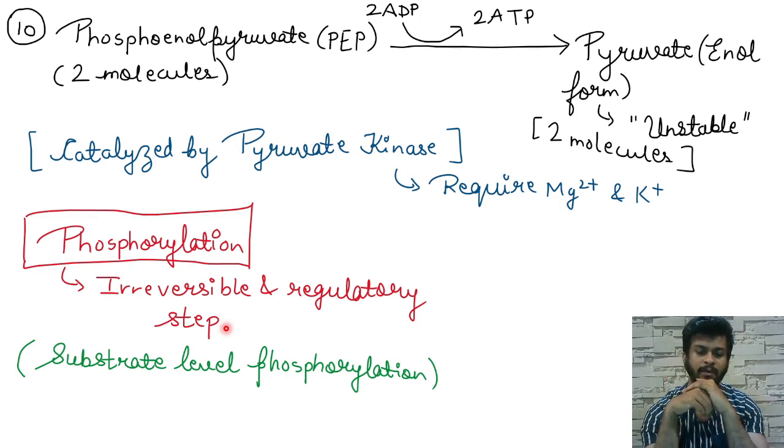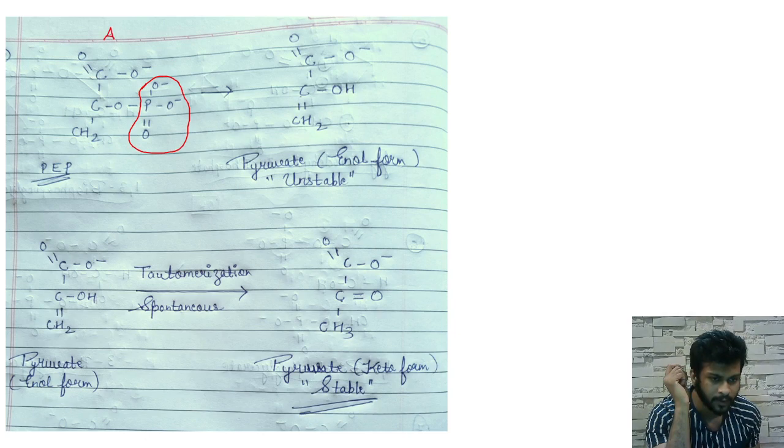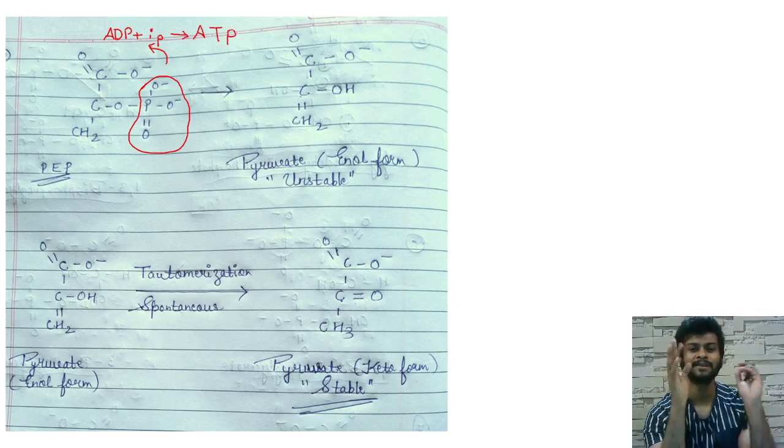Now, how two ATPs are getting formed, we will understand. Okay. You can observe this phosphate group will combine with ADP to form ATP. But since there are two molecules, we will get two ATP. As simple as that.